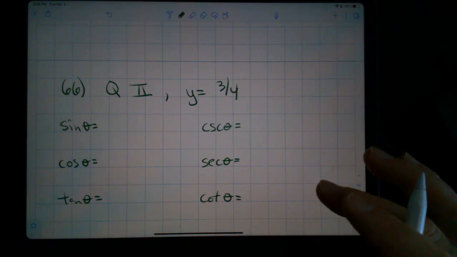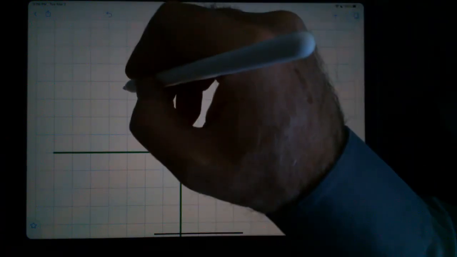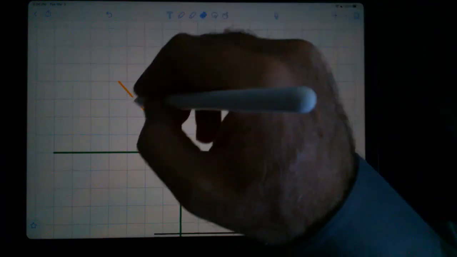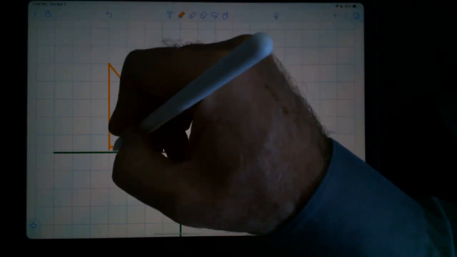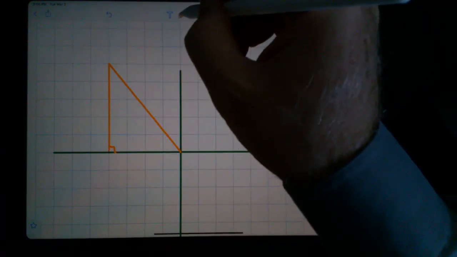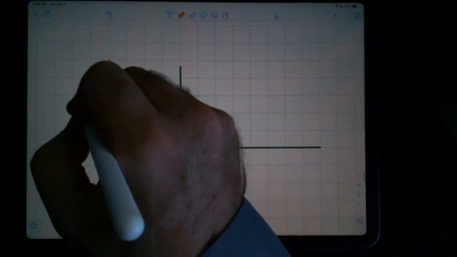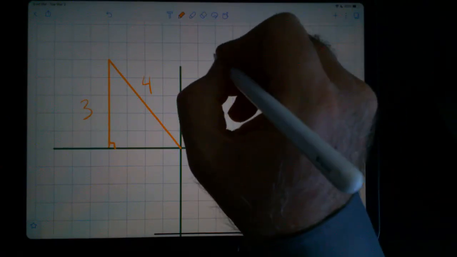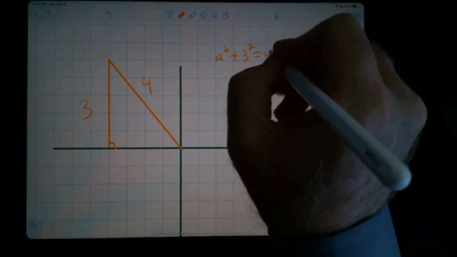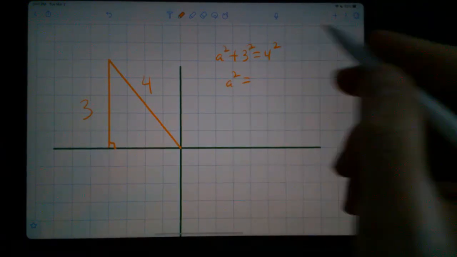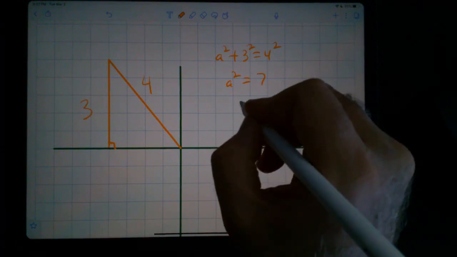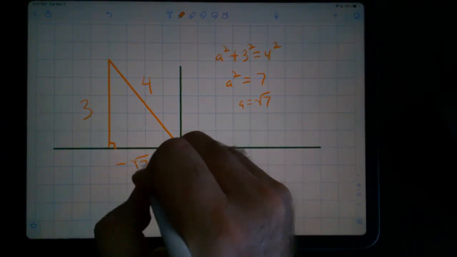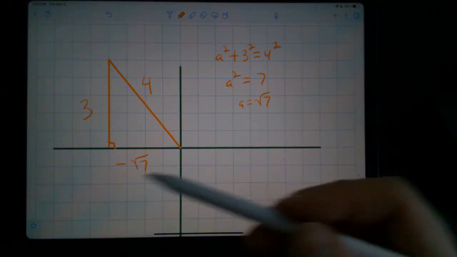Here we're going to end up in quadrant 2. Y is 3 over 4. Okay. What's the missing side length? Well, we have 16 minus 9, 7. It's going to be negative because cosine is negative in this direction.